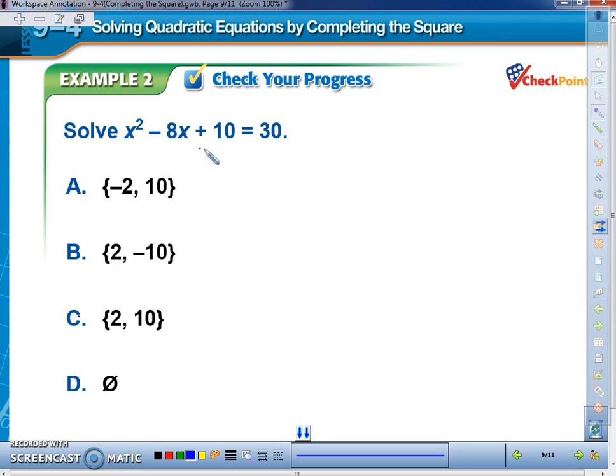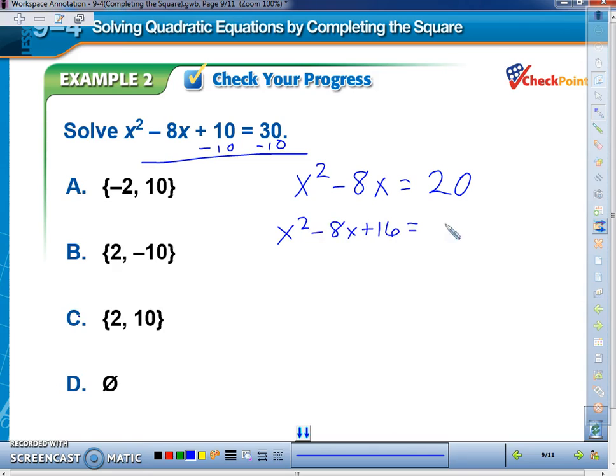I'm going to do the first one right here. Subtract 10 from both sides. Comes up to x squared minus 8x equals 20. Half of this is negative 4. Negative 4 squared is 16. Okay? So x squared minus 8x plus 16 equals 20 plus 16. So now I've got x minus 4 squared equals 36.